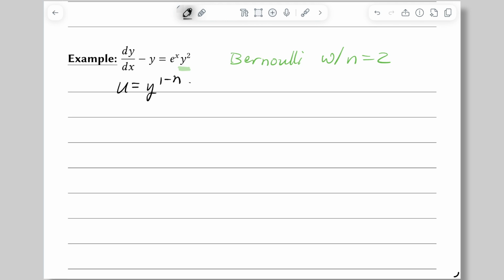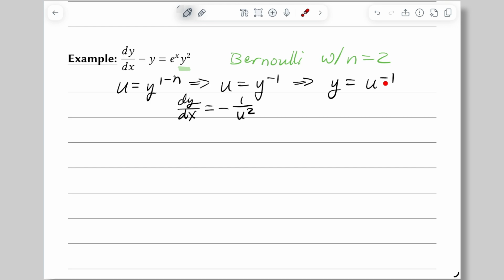In this case, that means u is equal to y to the negative 1, which means that y is equal to u to the negative 1, which we need for a couple of reasons. Number 1, we're substituting y. Number 2, we need to substitute dy/dx. Therefore, we need to differentiate. dy/dx is equal to, using the power rule for u to the negative 1, negative 1 over u squared.